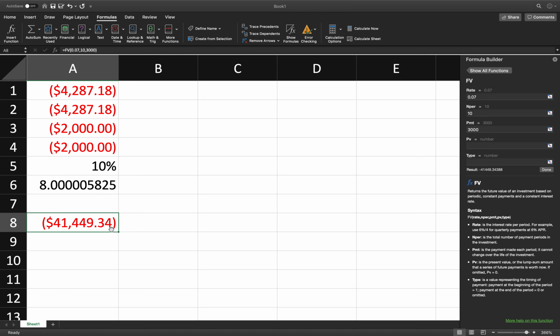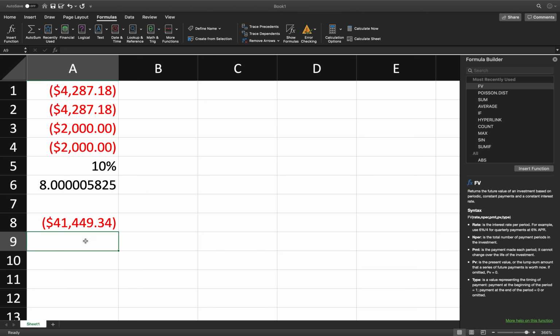So assume at time 1, time 2, time 3, time 4, time 5, each time period you invest $3,000 into the stock market or save it in the bank. Then at the end, you will have $41,449.34, right? That's the final result. And that's how to find the future value.